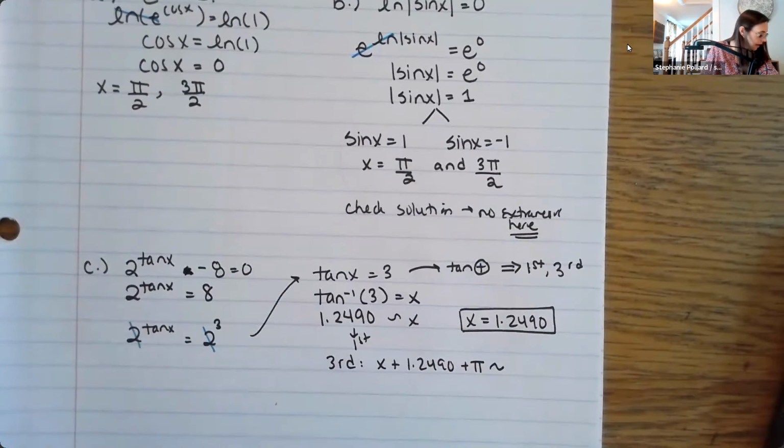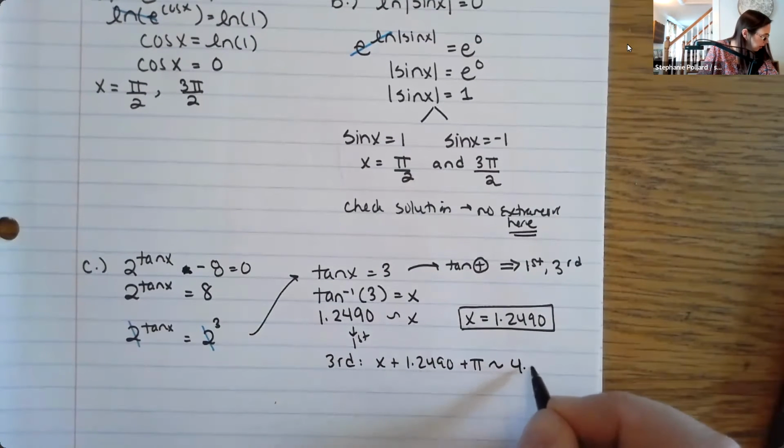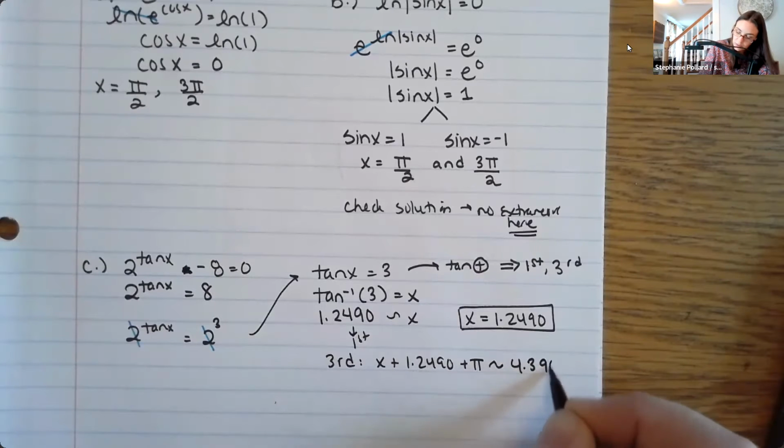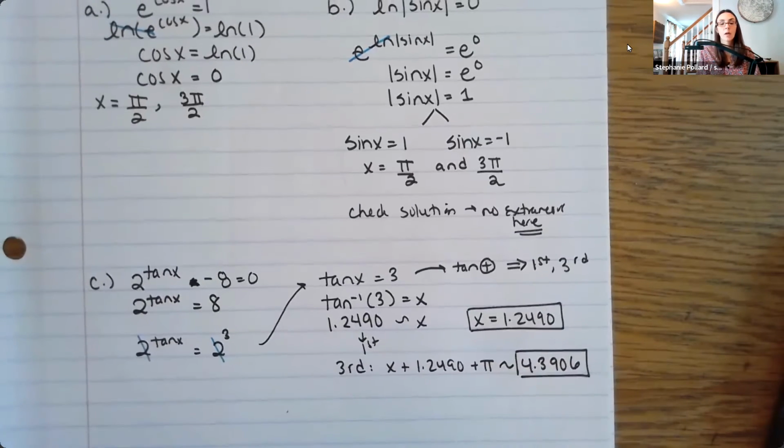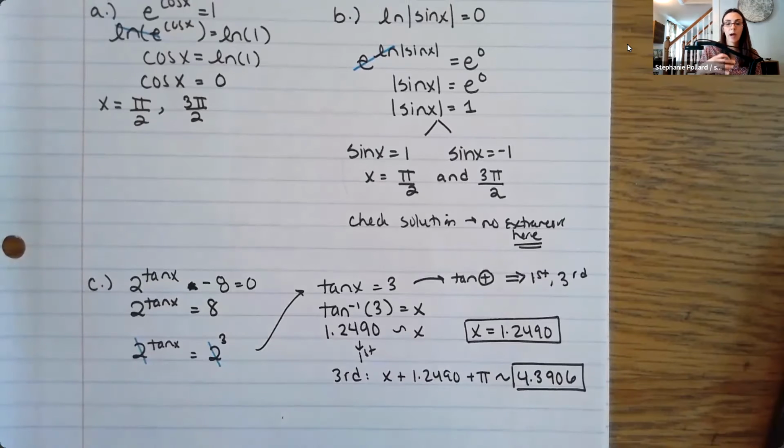And let's see, when we do that, we get about 4.3906. So that would be our second value here. And those are the 2 cases between 0 and 2 pi where tangent would be positive.